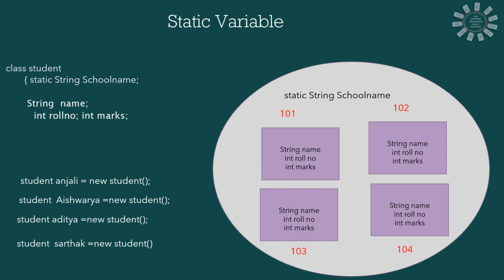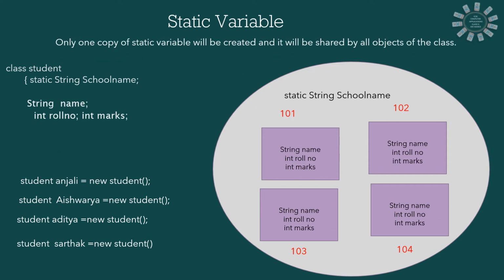This will be created only one time. It will be created only one time in the class, and only one copy of the particular variable will be created. And this can be accessed by the object, but it does not belong to the object. It will belong to the class. So here we can see only one copy of the static variable will be created, and it will be shared by all the objects. Even if 100 objects are there, 100 objects can share the school name, which is common, and memory will not be lost in this case.